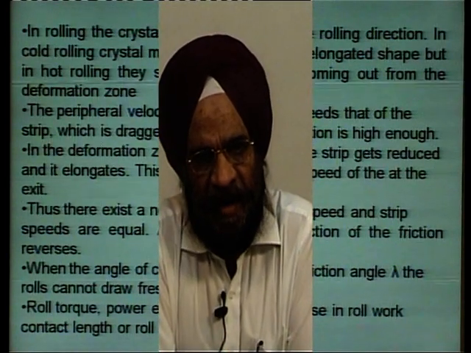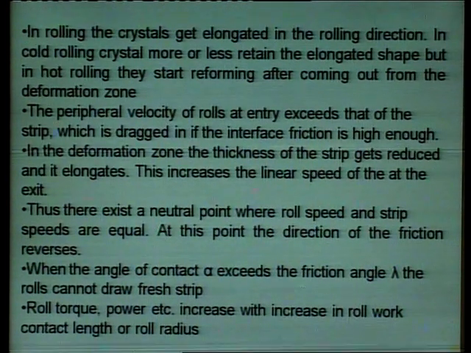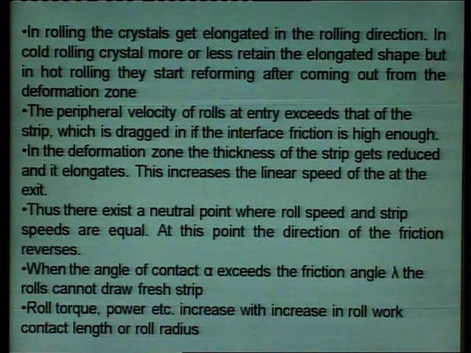If it is cold rolling, the basic crystals of the material elongate in the rolling direction because of the pressure from the die or the rollers, and after the rolling operation they also retain the elongated shape. But in hot rolling, as the product cools down, it starts to regain its original shape.